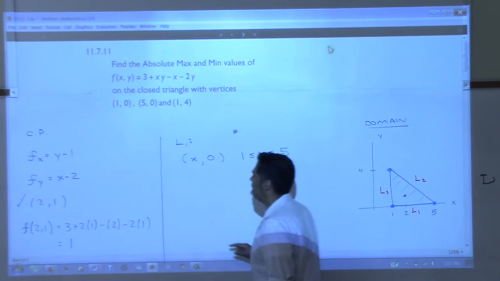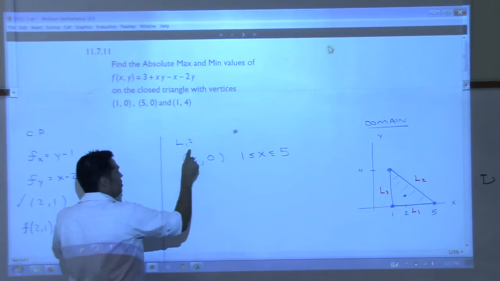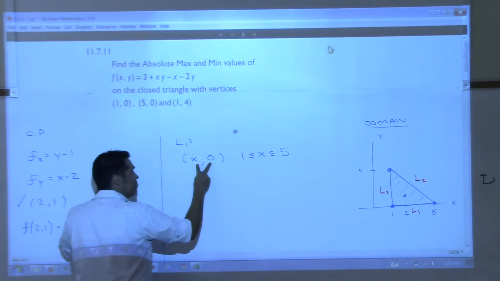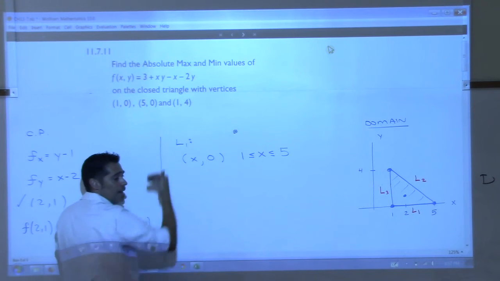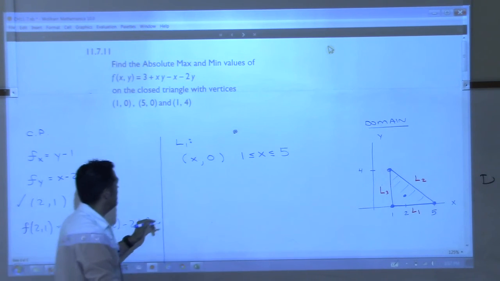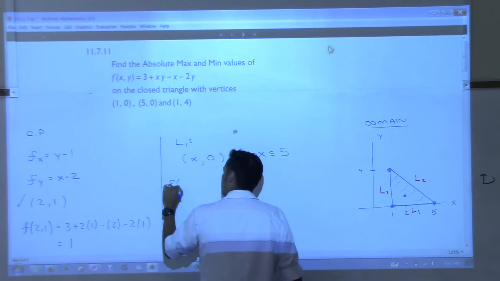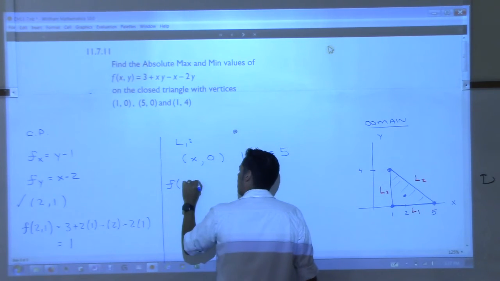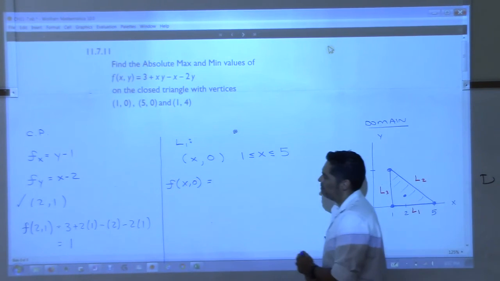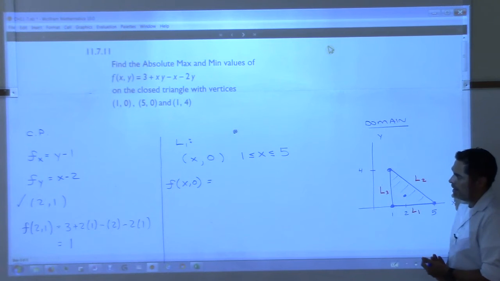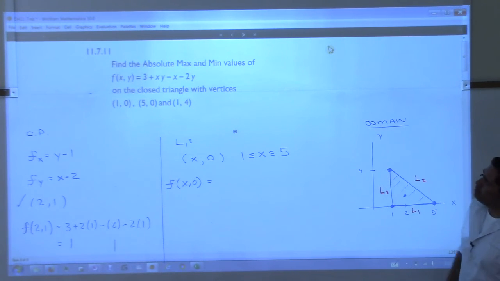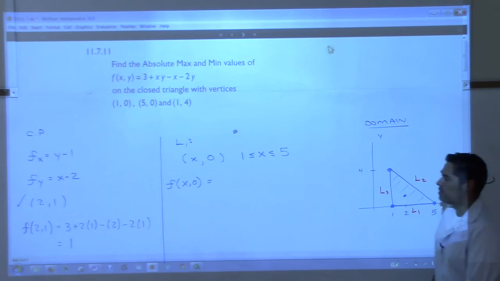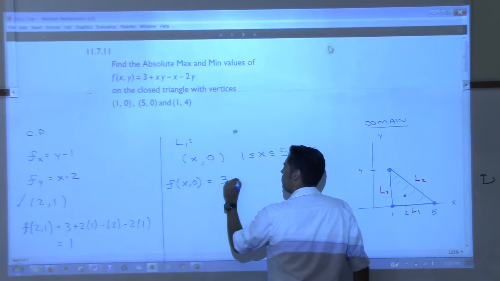So what we're saying is we want to move along L1. So we want to take all points that look like this, (x, 0) with x between 1 and 5, and plug them into the function and see what happens, right? So let's do that. What is our original function evaluated at those points that look like (x, 0)? So that means we replace all our y's with 0, right? And what does it turn into? It becomes 3 minus x. 3 minus x, that's it, right?